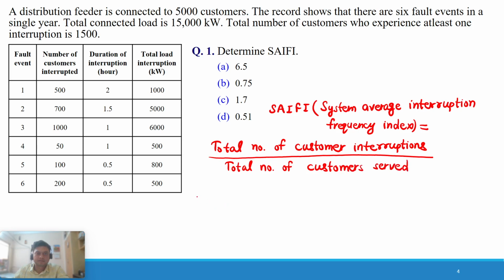And we have seen that these are denoted by specific terms. So SAIFI, we can write it as sigma Ni, the number of customers interrupted during each fault event, summed up. That will give us the total number of customer interruptions divided by the total number of customers served. The total number of customers served we denote as NT, the total number of customers connected through the distribution feeder.